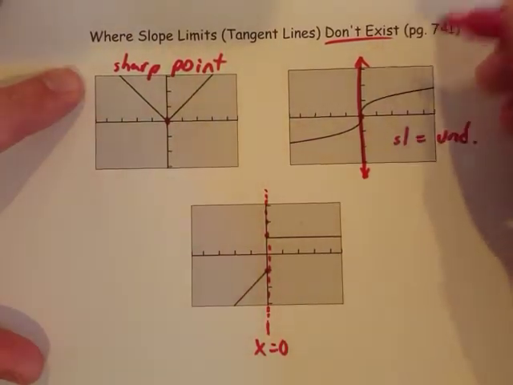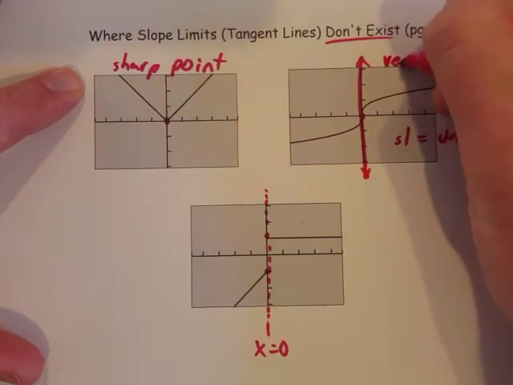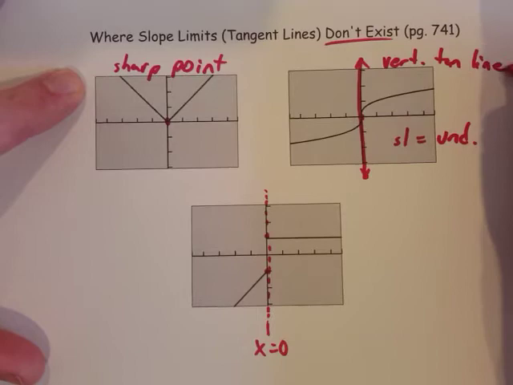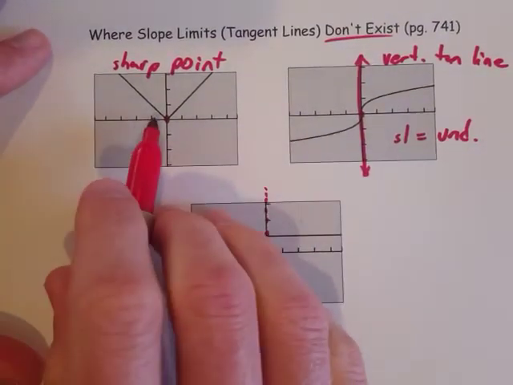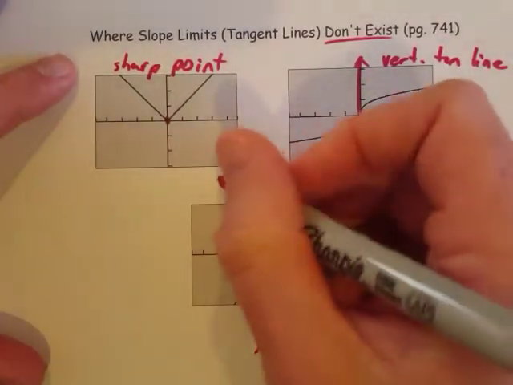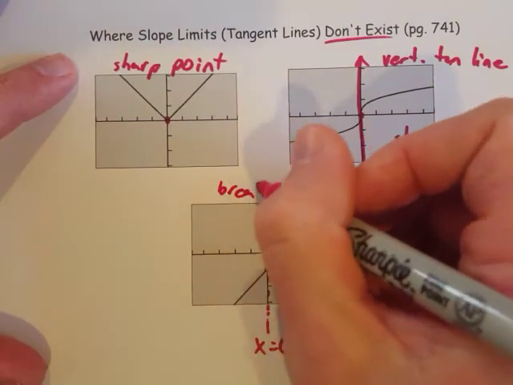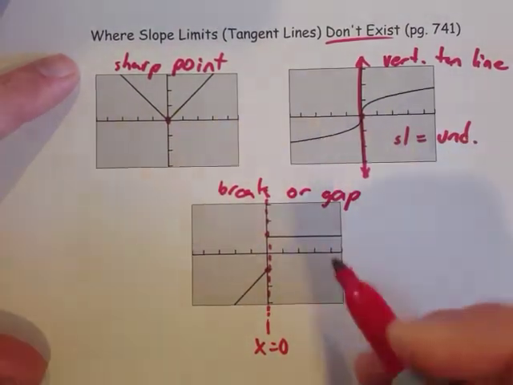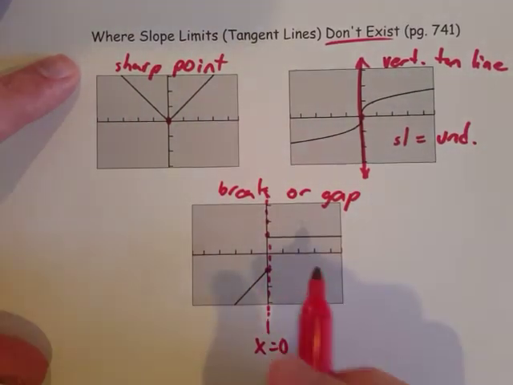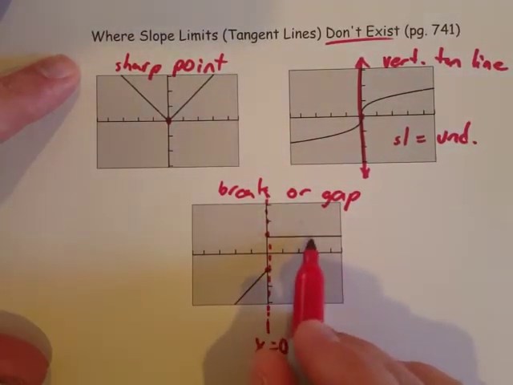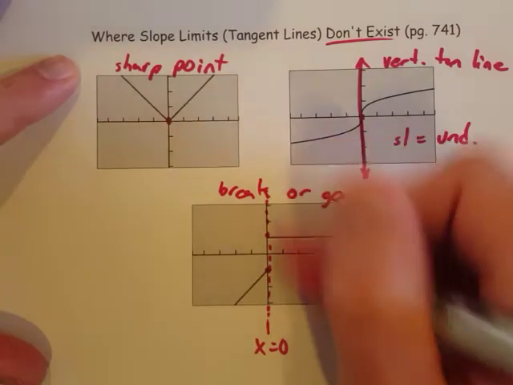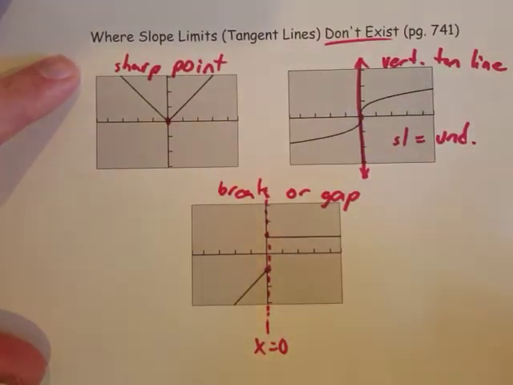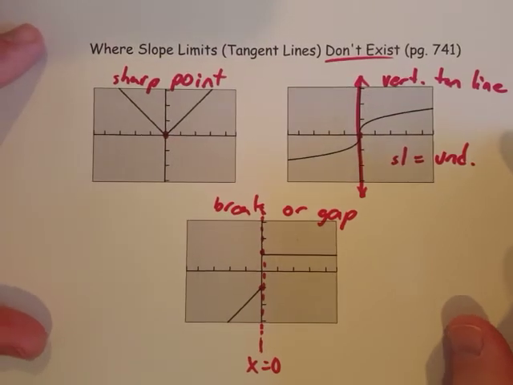So when we're talking about a vertical tangent line, that's one that doesn't exist, when we're talking about a sharp point, or when we're talking about a break or gap at the particular point at that x value. Now, if I was looking at a different x value, maybe over here, it might exist. But at that spot where it breaks, if that's the place where we're trying to find a tangent line, that's where it's not going to exist.